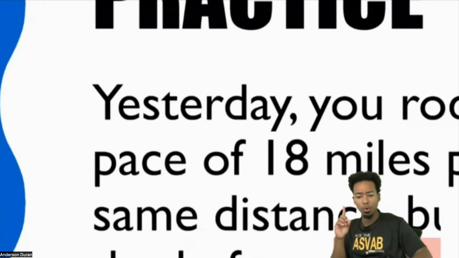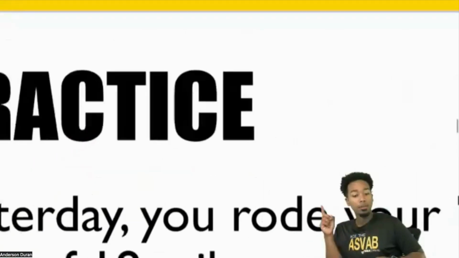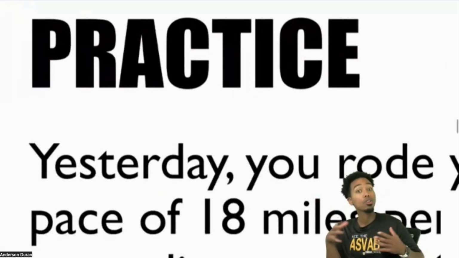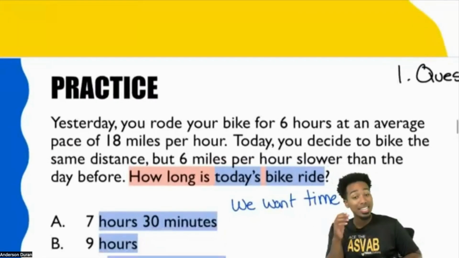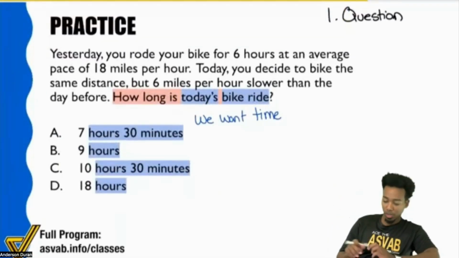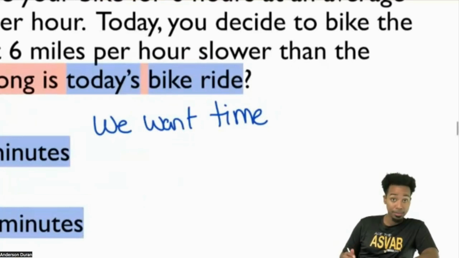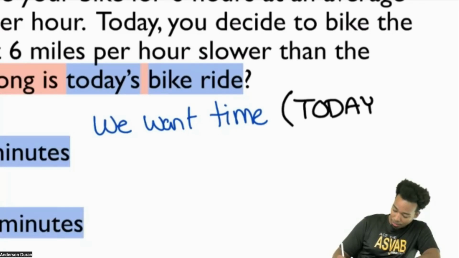Even if you didn't see it before, do you see it now? Again, the question here is talking about today's bike ride, but the problem includes a scenario or situation about yesterday. So again, we have to be able to identify these differences, because with that, we want the time. And again, that time specifically for today.